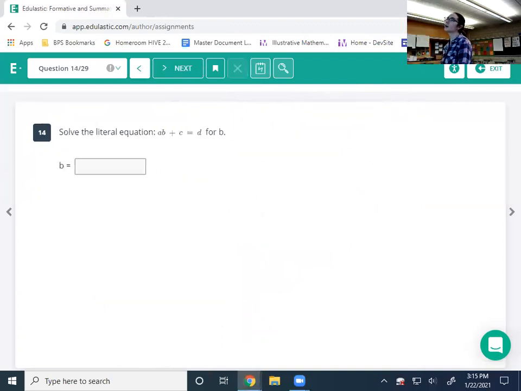Number 14. Okay, Jaden, now I have a question for you. I have this equation here. It says A times B plus C is equal to D. It says we need to solve the literal equation for B. So what does that mean in the end? We're going to have to get it for B what? So it says solve for B. So what are we going to have to do here?